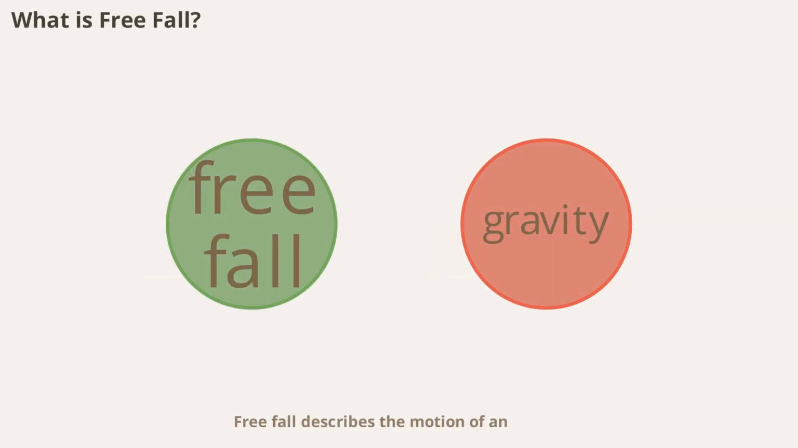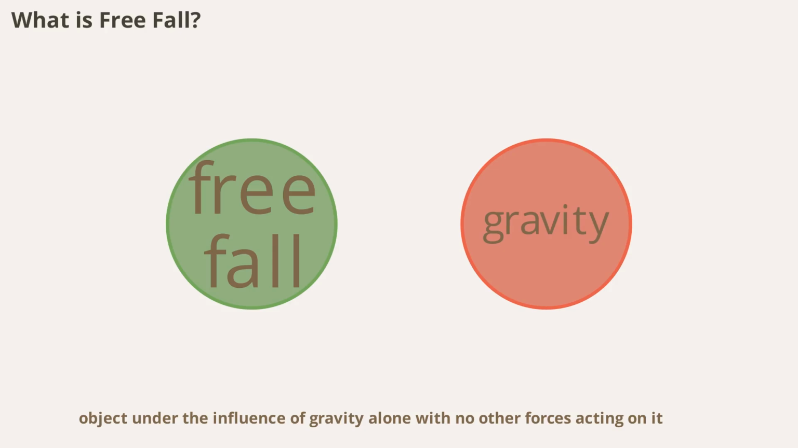Free fall describes the motion of an object under the influence of gravity alone, with no other forces acting on it. When an object is in free fall, it accelerates downward at a constant rate, known as the acceleration due to gravity. This concept is key to understanding how objects move when dropped or thrown vertically.